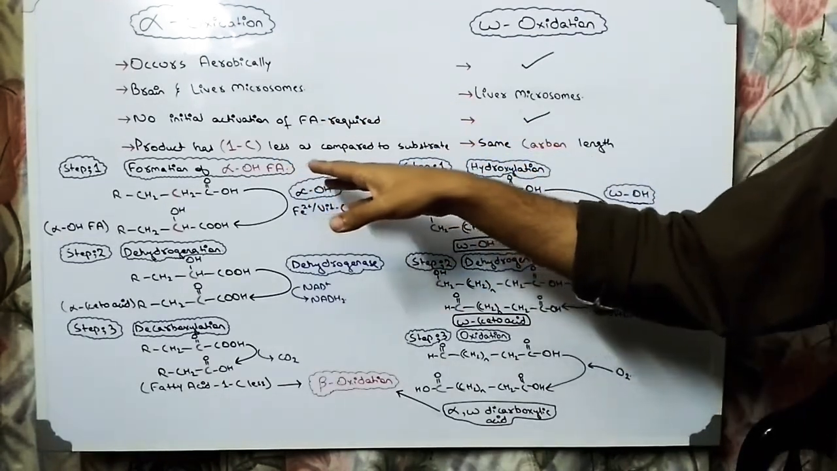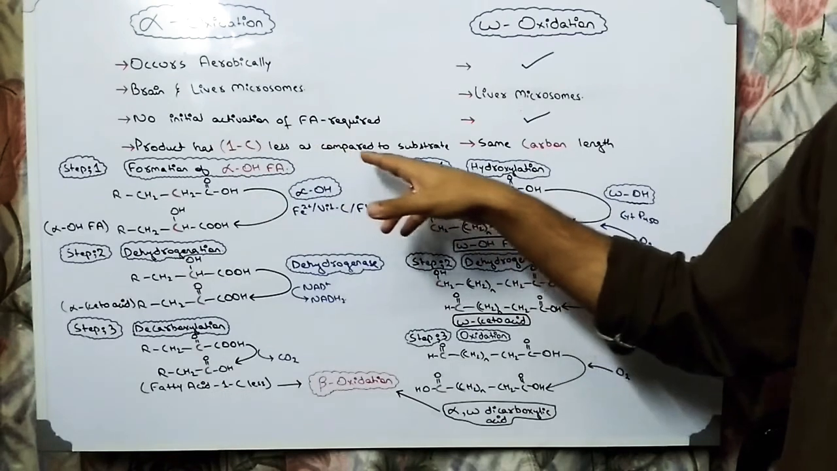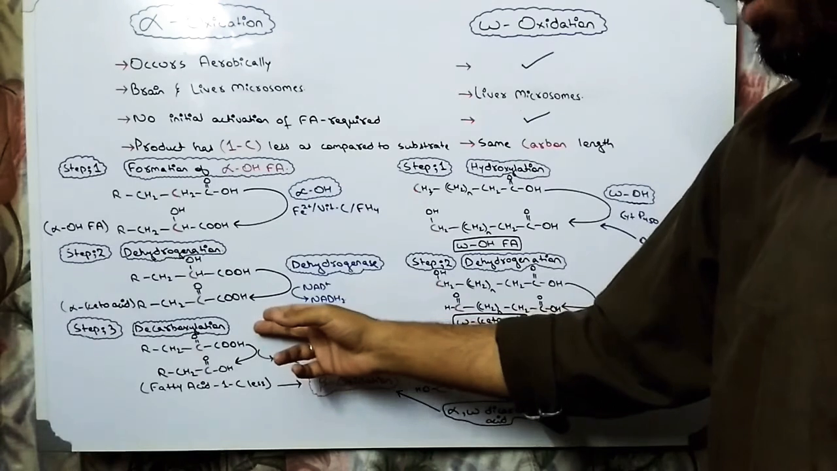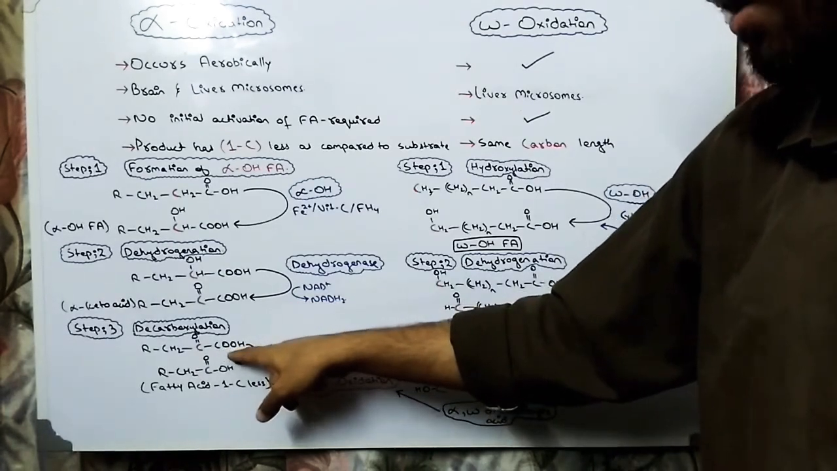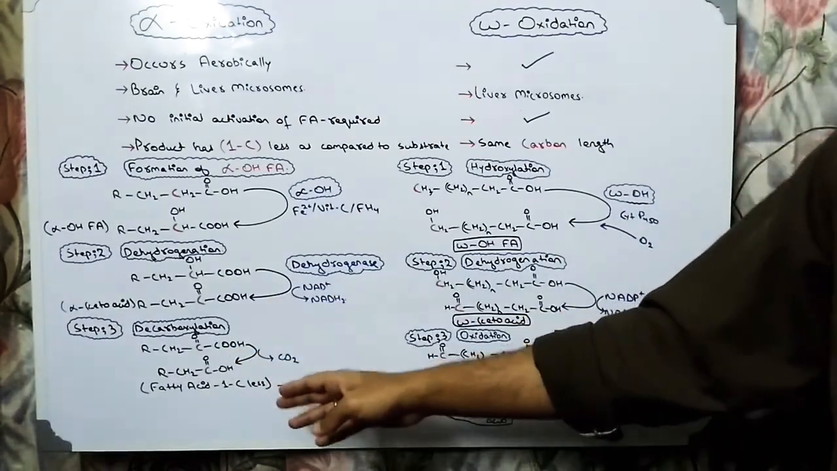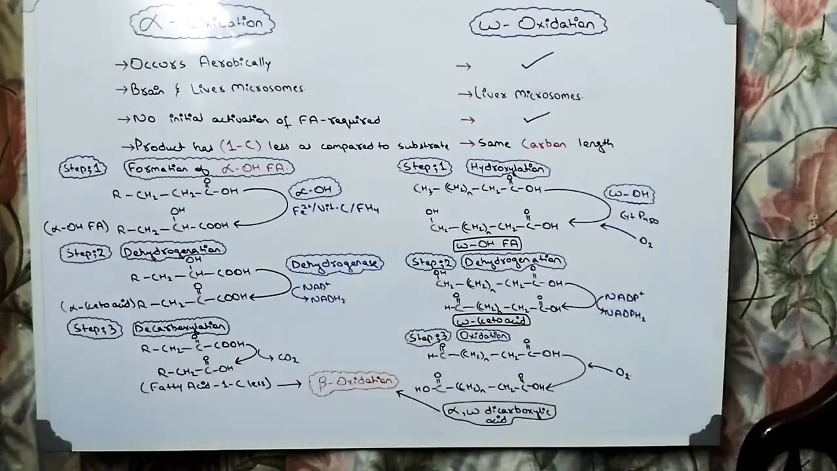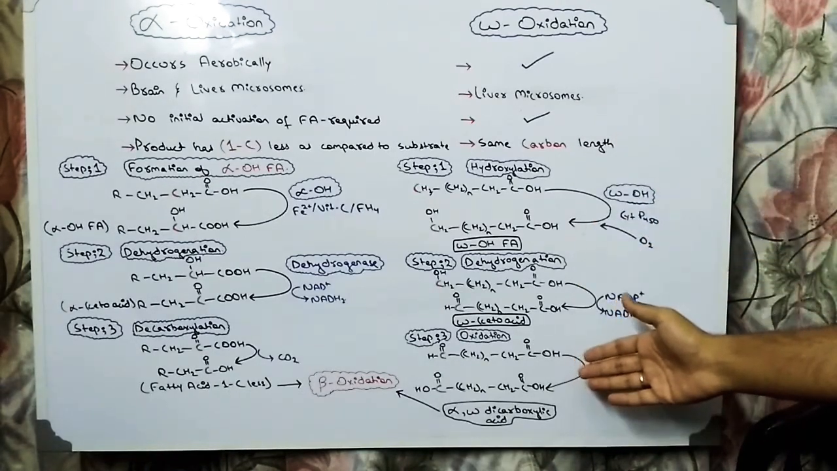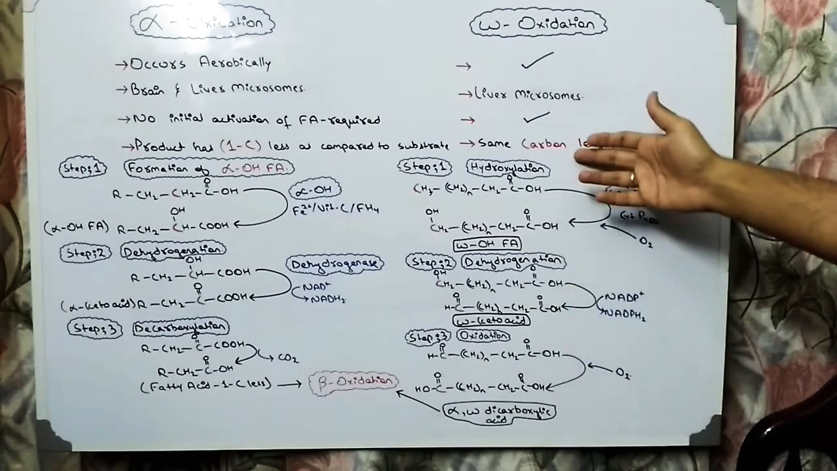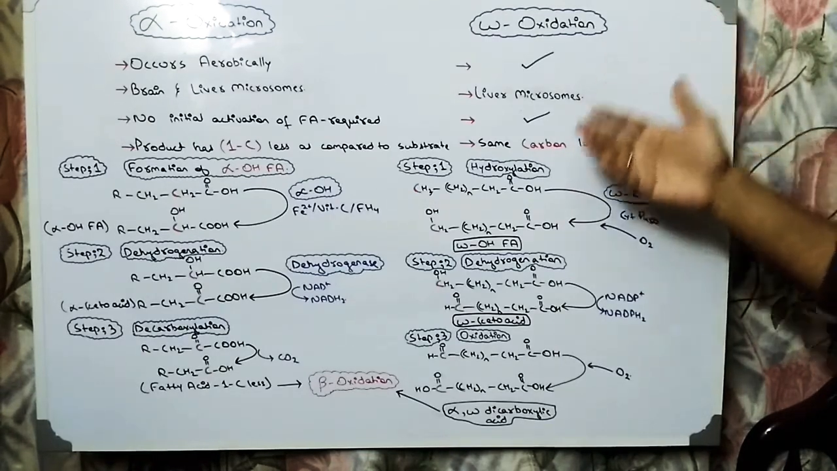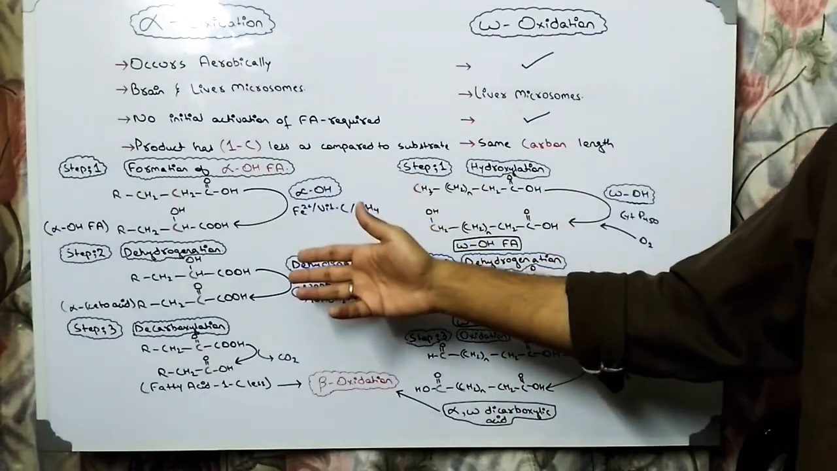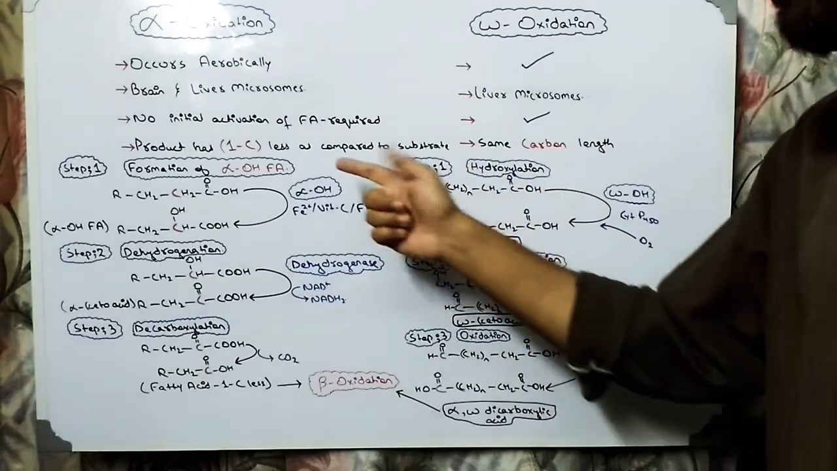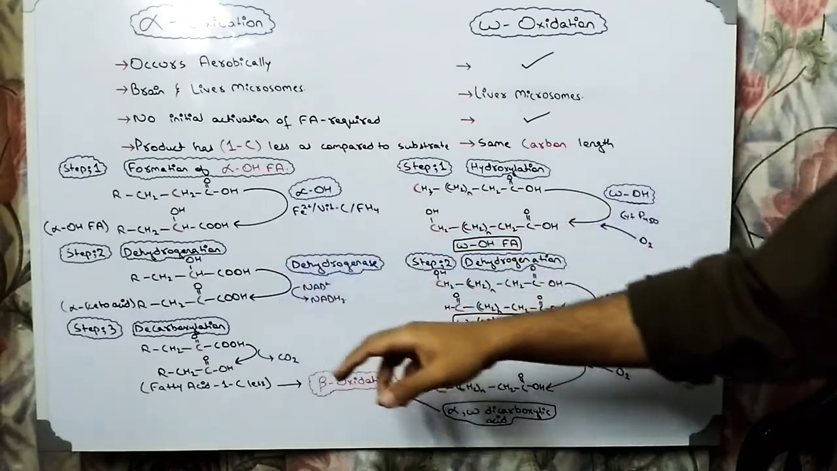The unique feature of alpha oxidation is that its product has one carbon less as compared to its substrate. This is because of the third step, the decarboxylation step, which results in the removal of a fatty acid carbon as carbon dioxide. Omega oxidation has no such decarboxylation step, so its product has the same carbon length as its substrate. There are three main steps in both alpha and omega oxidation. The first two are common to both: the hydroxylation step and the dehydrogenation step.